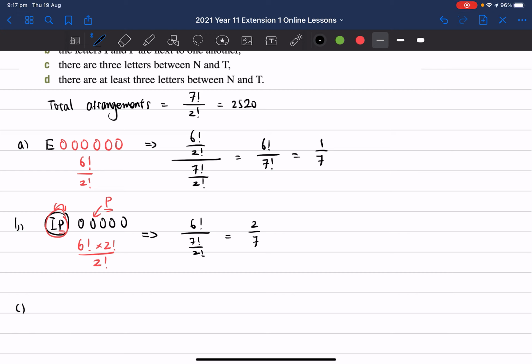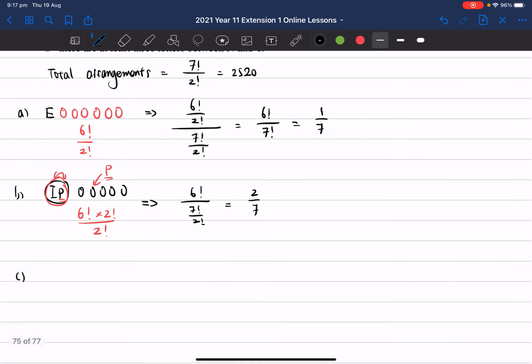All right, question C. There are 3 letters between N and T. Okay, 3 letters between N and T. Same thing. Let's just rearrange the others first. So we've got 1, 2, 3, 4, 5. Okay, 5 letters, so that's 5 factorial. Then we divide by 2 factorial because within those 5 letters you will have double P's. Then you can place the N and the T.